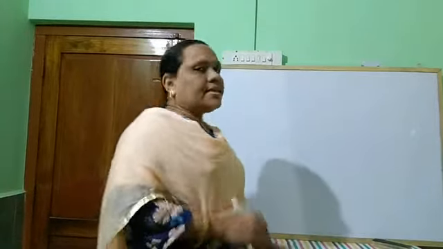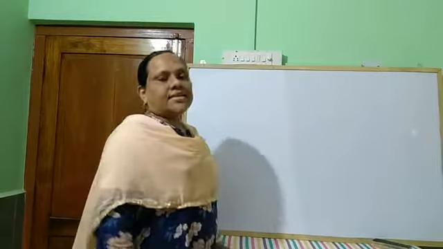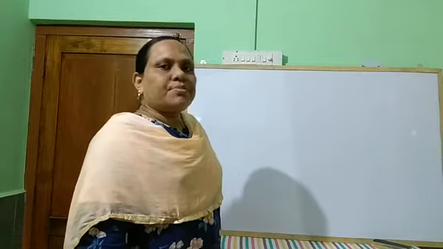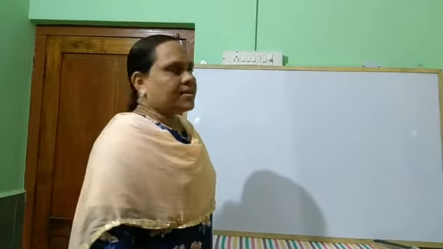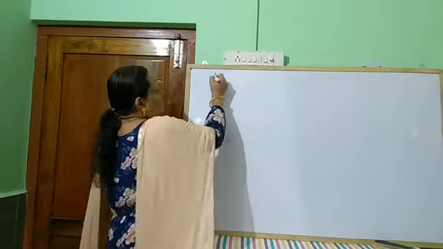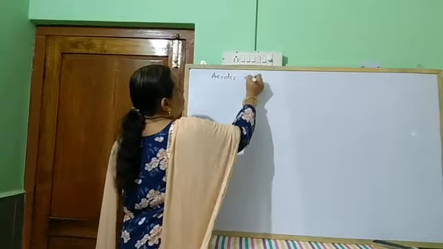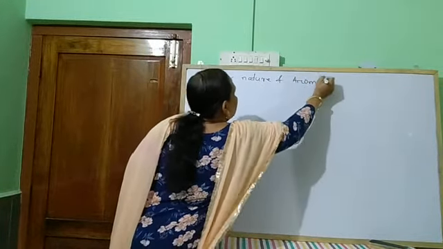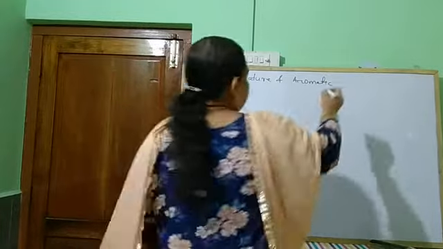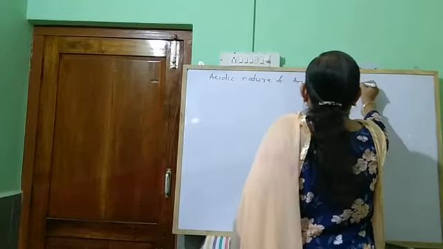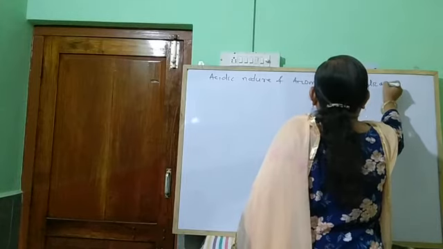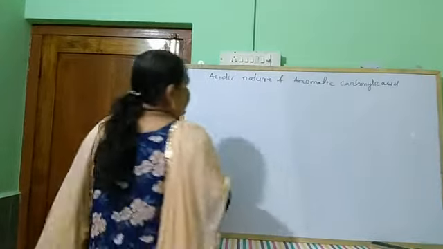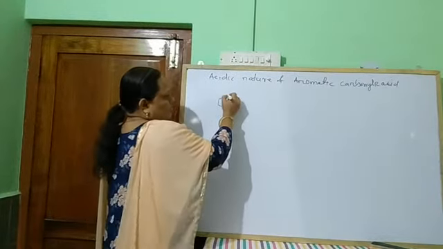Hello students, last class we have studied about the acidic properties of aliphatic carboxylic acid. Now let us discuss the acidic properties of aromatic carboxylic acids. So the acidic nature of aromatic carboxylic acid. The parent aromatic carboxylic acid is benzoic acid.